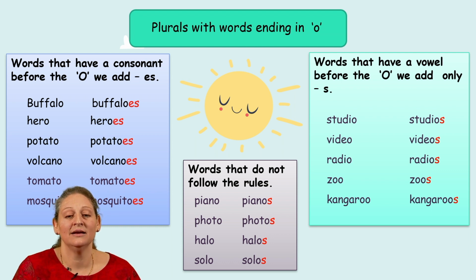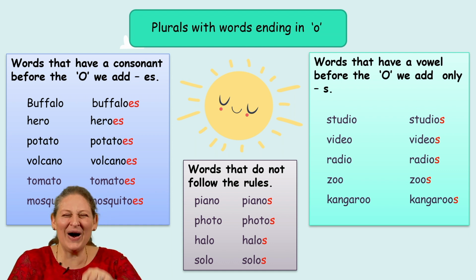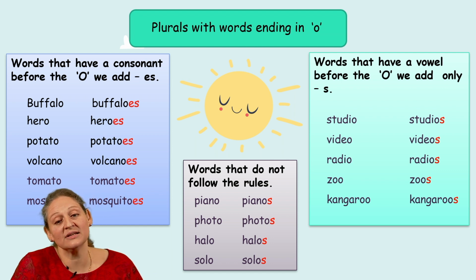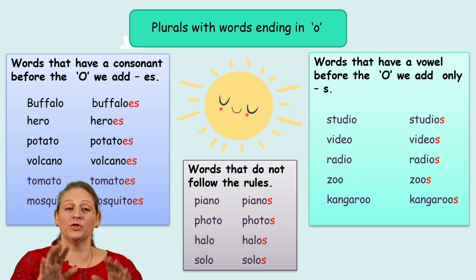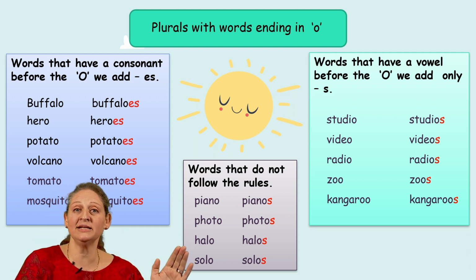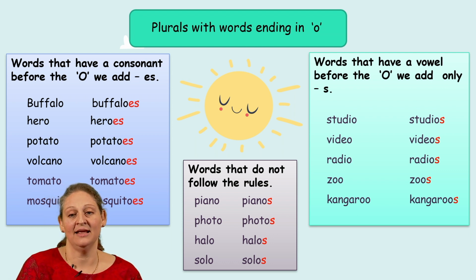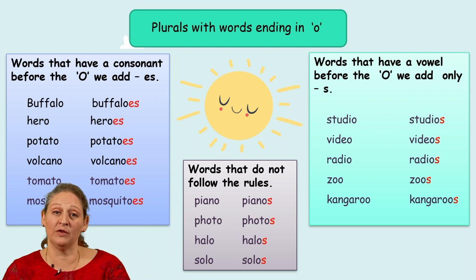Zoos. Next, kangaroo. You're right again. Two O's. Very good. So what do we write? S. Kangaroos. Studio, studios. Video, videos. Radio, radios. Zoo, zoos. Kangaroo, kangaroos. So the rule is, if a consonant comes before the O, we write ES. If there is a vowel before the O, we write only S.